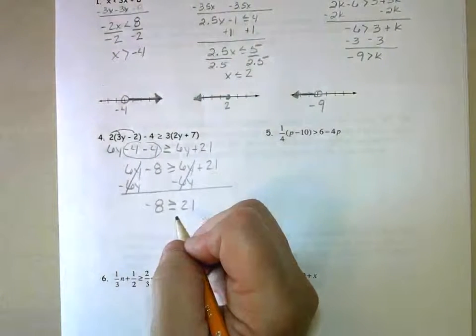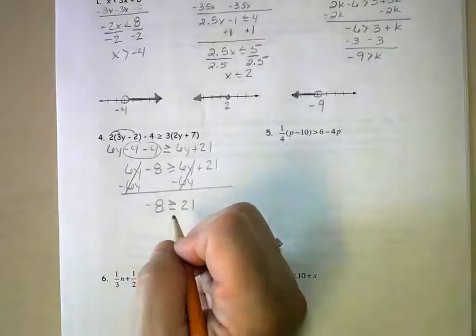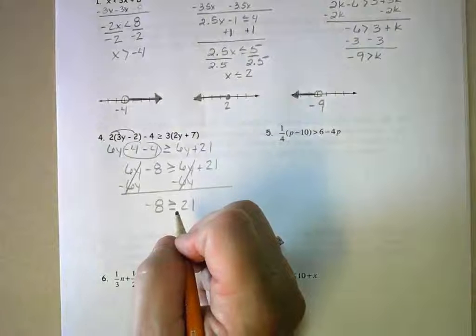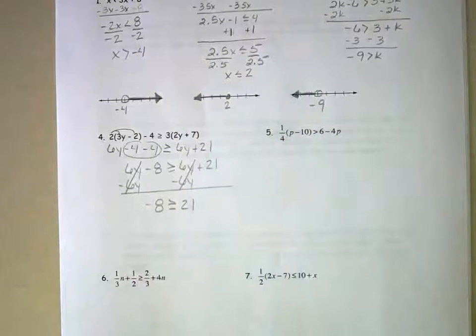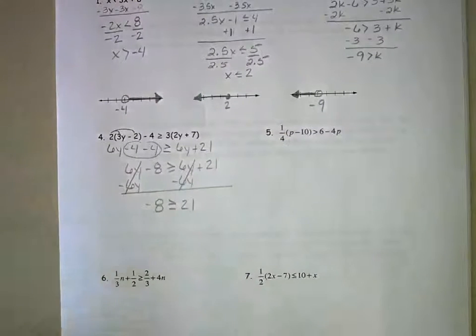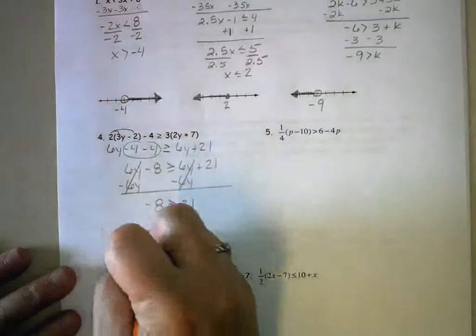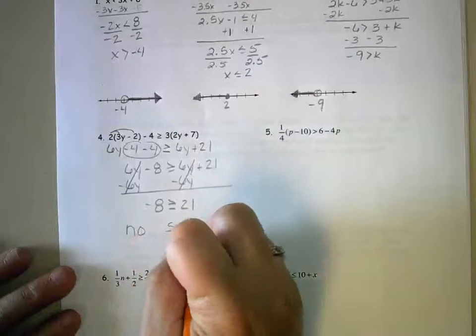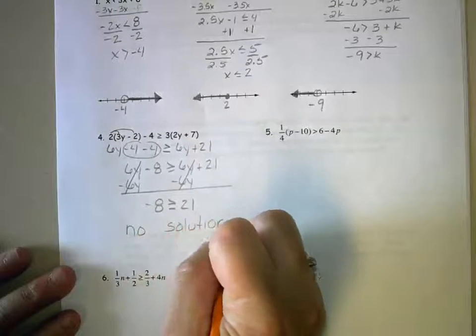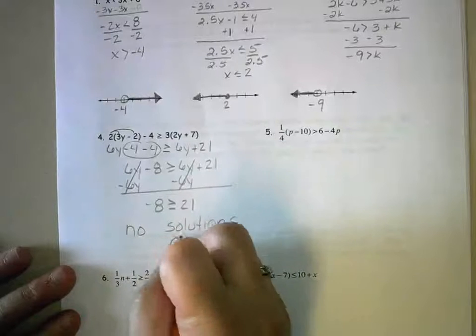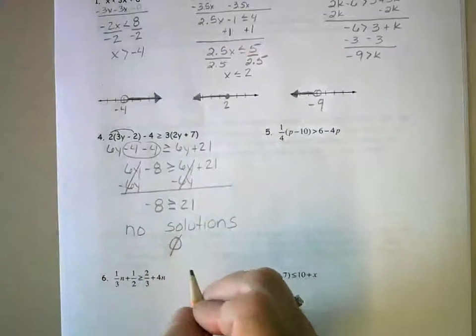Now that is not a true statement. Negative 8 is not greater than 21. It will never be greater than 21. So there is no solution. No number can go in there and make that a true statement, and you can write empty set if you would like.